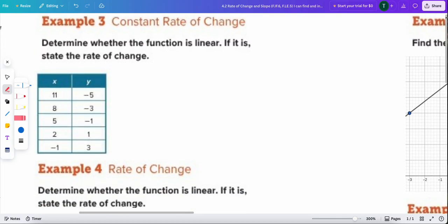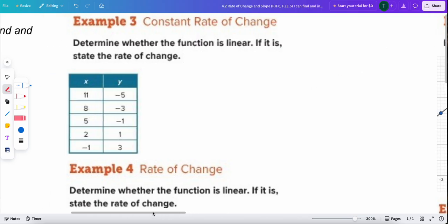So it says, determine whether the function is linear. If it is, state the rate of change. So we kind of already did something like this back in Unit 3. We have to see what our x's and y's are changing by and if we can get a constant rate.